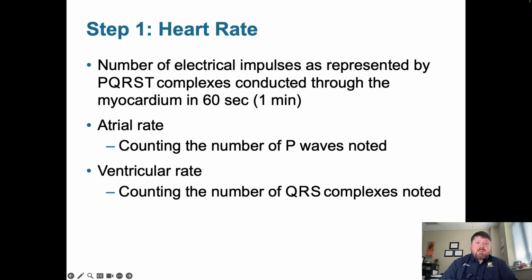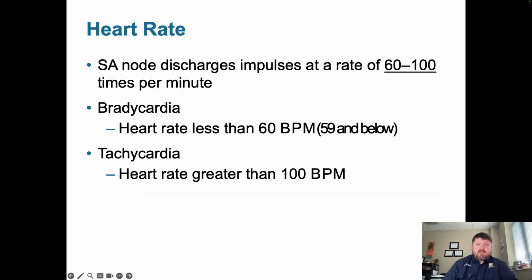Your atrial rate is going to be counted by counting the number of P waves in the 6 seconds and multiplying by 10. And your ventricular rate is counting the number of QRS complexes noted. It's going to be important for us to do an atrial and a ventricular rate on several of these rhythm strips that we're going to learn in the future so that we can answer some of the questions that we're about to discuss. So a couple of terms here.